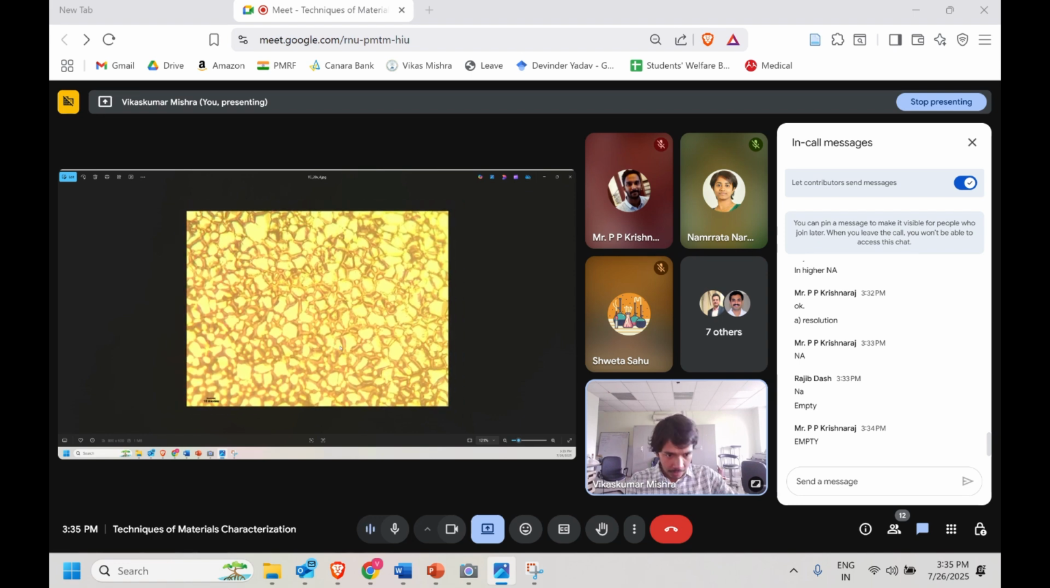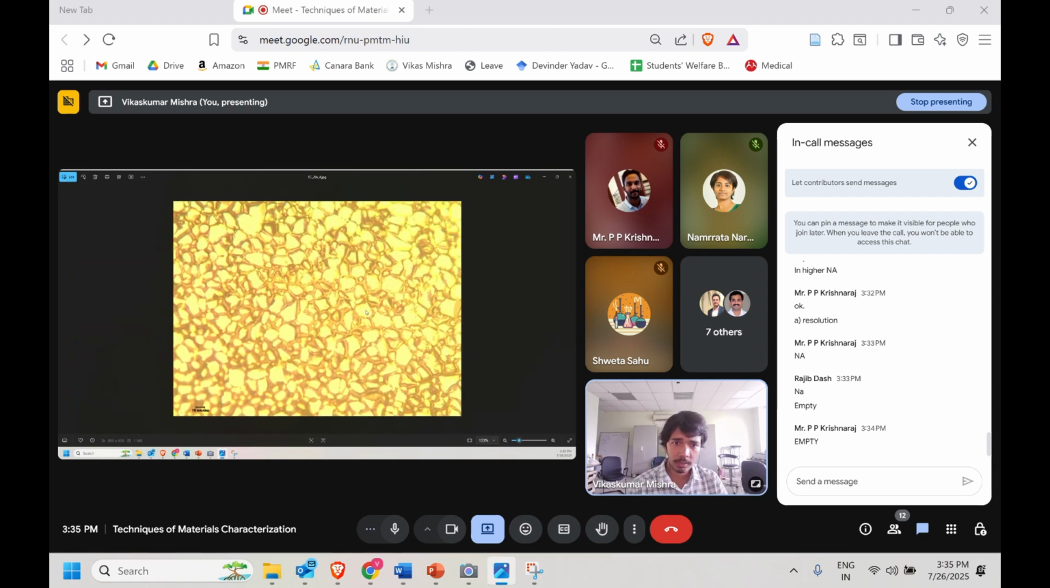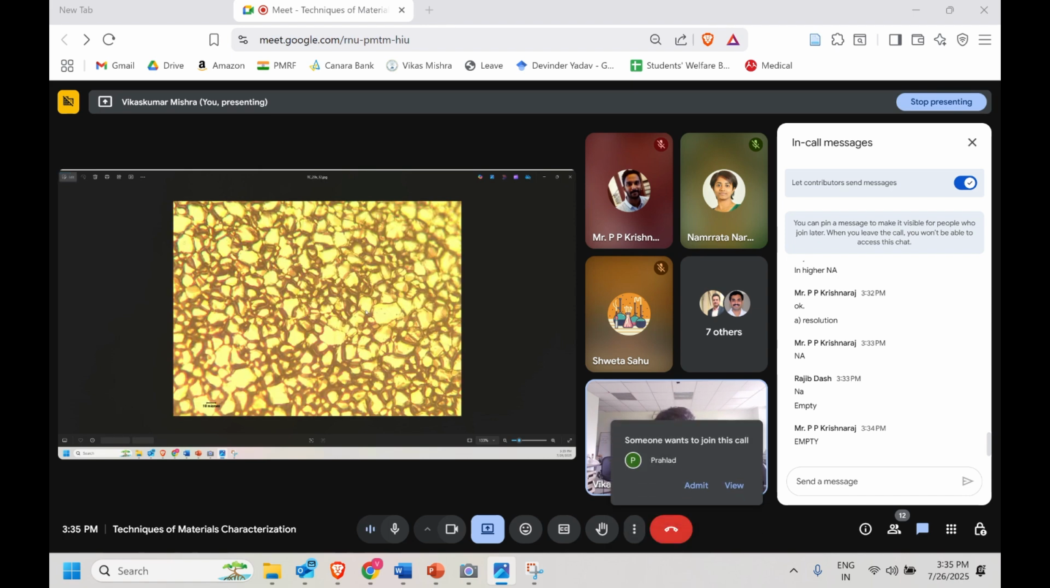So here we can see that this is rutile TiO2, and we are able to see it in the microscope and the grains are very visible. The reason is that I annealed it at very high temperature, so the grain growth occurred too much. Due to that, we are able to see.